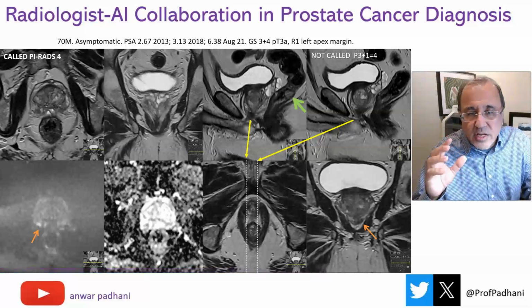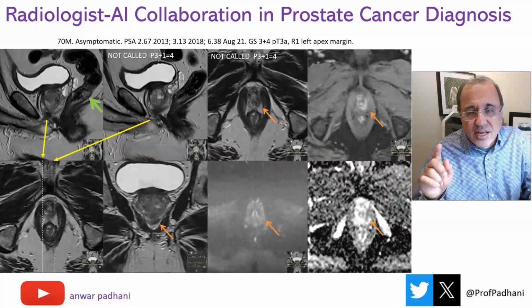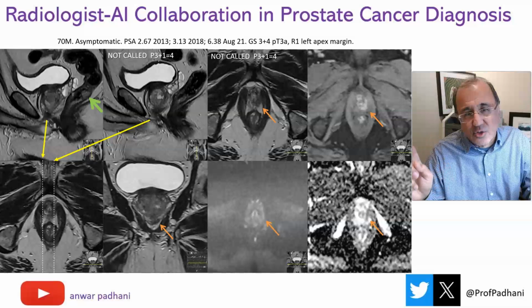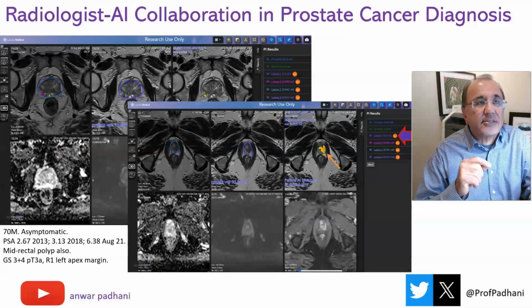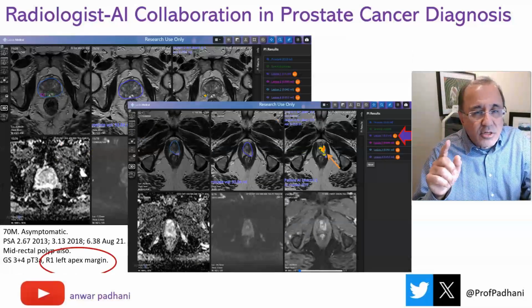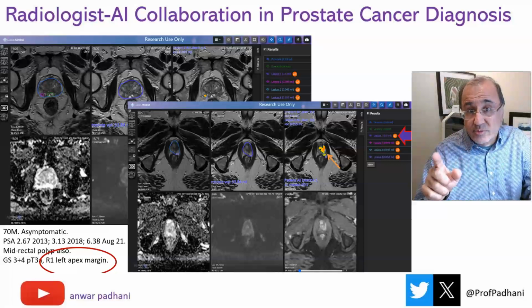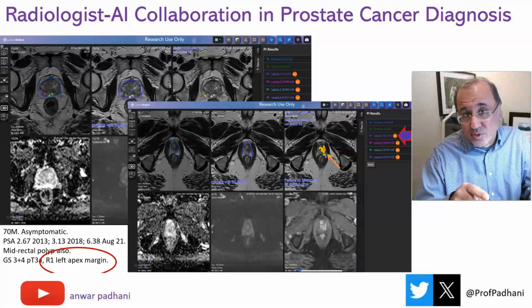What the radiologist fails to see is the lesion at the left apex. That lesion is a PIRADS 3 lesion. You can see that it is hypo-intense on the ADC map, but it is not hyper-intense on the high B value, but it is contrast enhancing, which turned out to be a Gleason 3+4 cancer. Now, had the radiologist had an AI, that lesion at the apex would have been spotted, and that margin that's positive at prostatectomy would have been avoided.